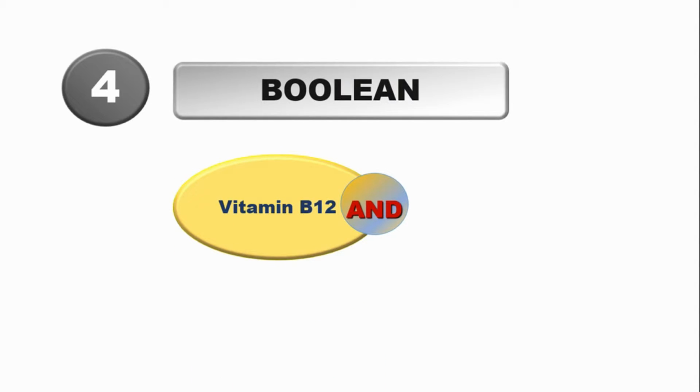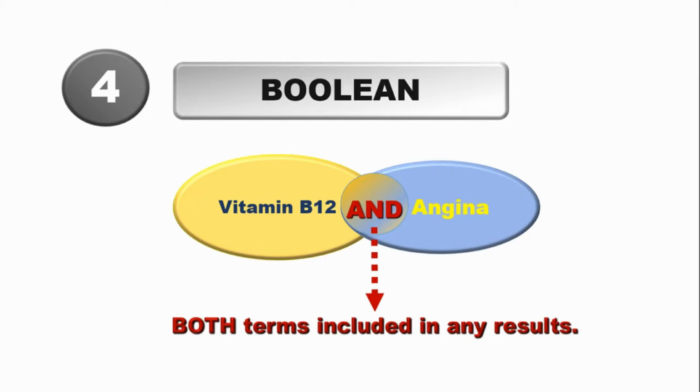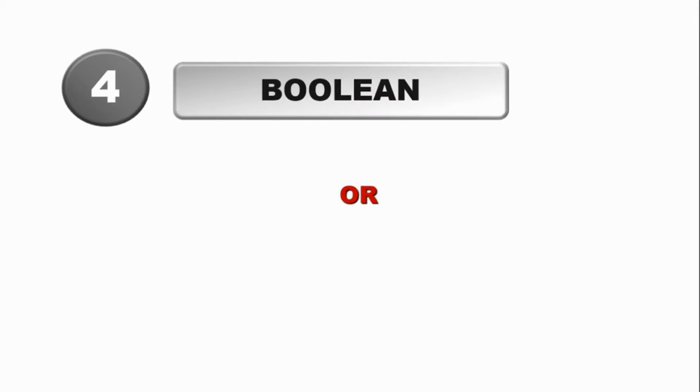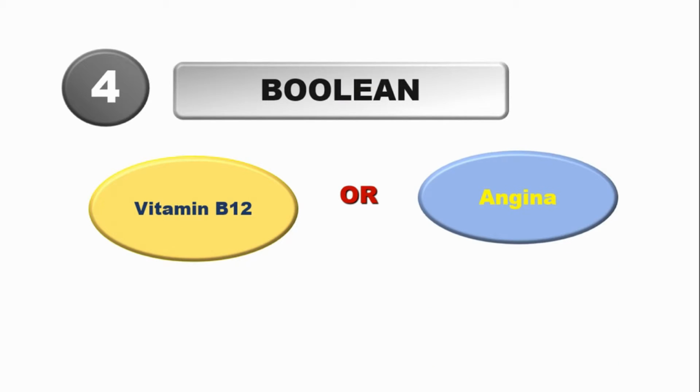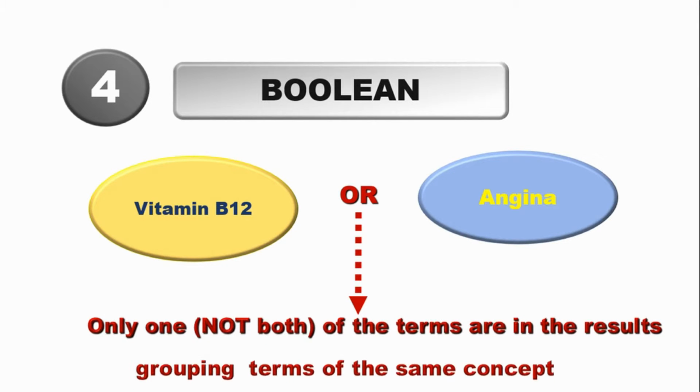Now let's talk about Boolean. Let's begin with AND. If I want to find vitamin B12 and angina in literature I need to use AND. So AND Boolean combine concepts, combine or grouping. Now let's talk about OR. If we use OR with vitamin B12 and angina, only one, not both, of the terms are in the results. Use OR to group terms of the same concept.